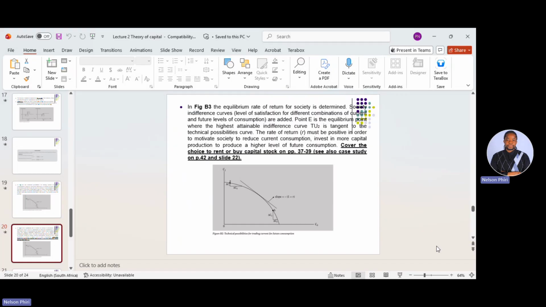Then we have the equilibrium rate of return for society. This is determined by the indifference curves. We have our equilibrium at a point E, where there's the highest possible indifference curve. There's a tangent there, which is TU. It is tangent to the technical possibility curve.